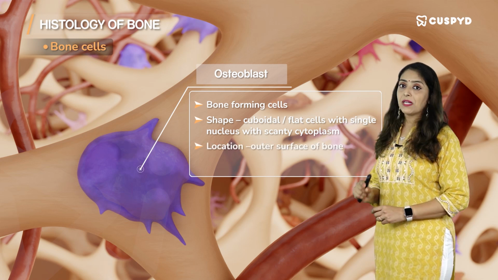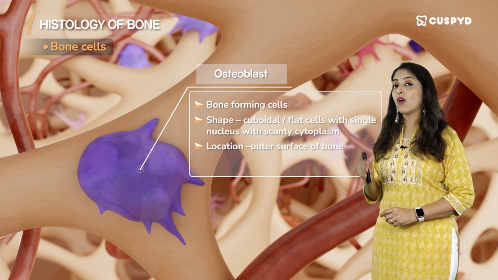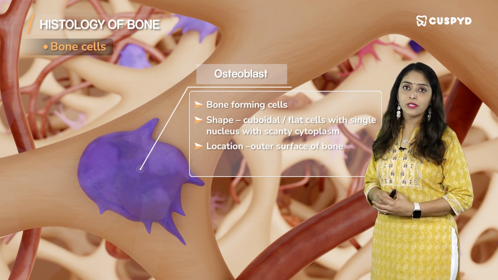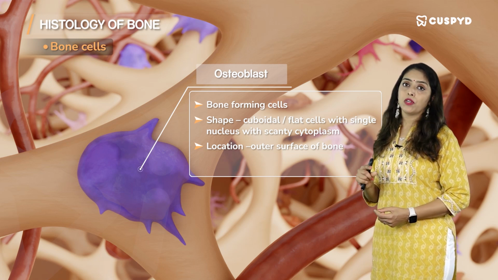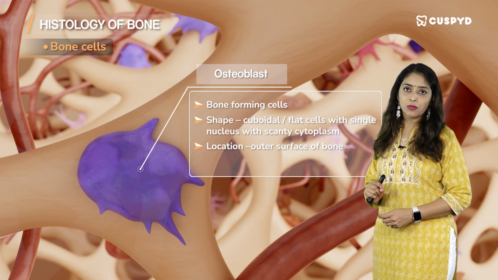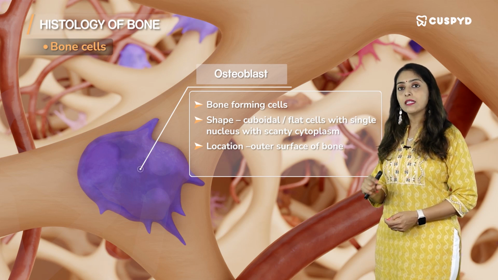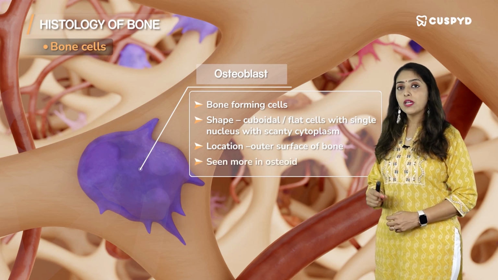They will always be present on the outer surface of the bone, because bone can always be formed on the surface. It cannot be formed in the center. And that is why the osteoblasts are small cuboidal or flattened cells with a single nucleus and scanty cytoplasm and are located as a single layer on the surface of the bone. The osteoblasts are seen more in the osteoid.